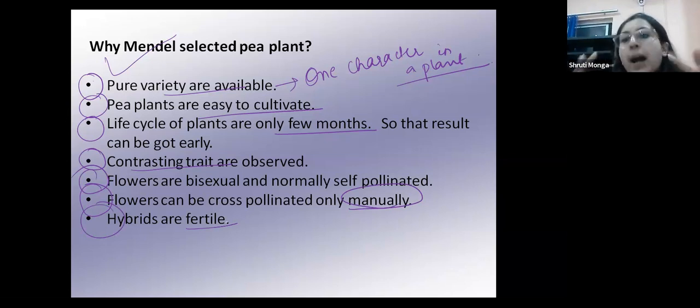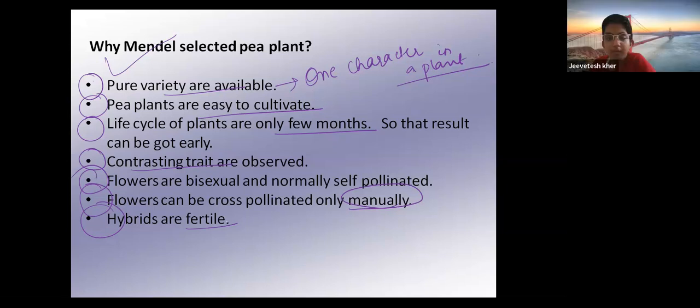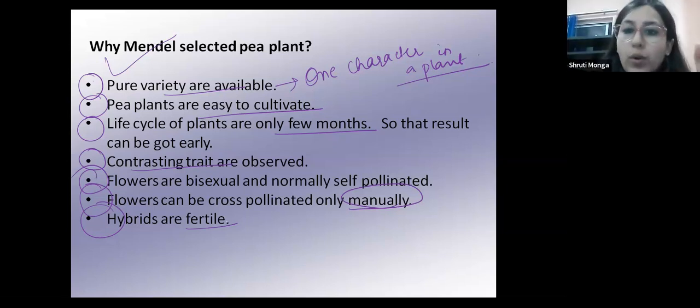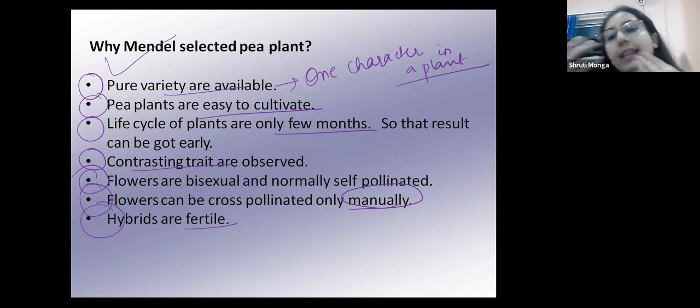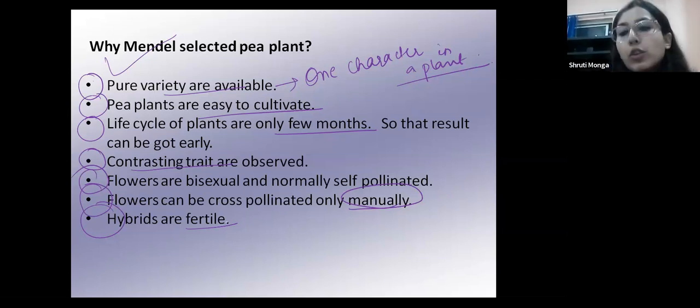ओके, एंड हाइब्रिड्स आर फर्टाइल। इन प्लांट्स की जो आगे की जनरेशन बन रही है वो फर्टाइल है। फर्टाइल मींस दे कैन बिकम पेरेंट्स फॉर द नेक्स्ट जनरेशन। ठीक है, ऐसा नहीं है कि अब आप उसमें क्रॉस ही नहीं करा सकते। नो, हाइब्रिड्स जो बन के आ रहे हैं वो फर्टाइल हैं जिससे कि वो आगे चल के दोबारा क्रॉस कर सके। ओके, so these were the reasons that why Mendel selected the pea plants.